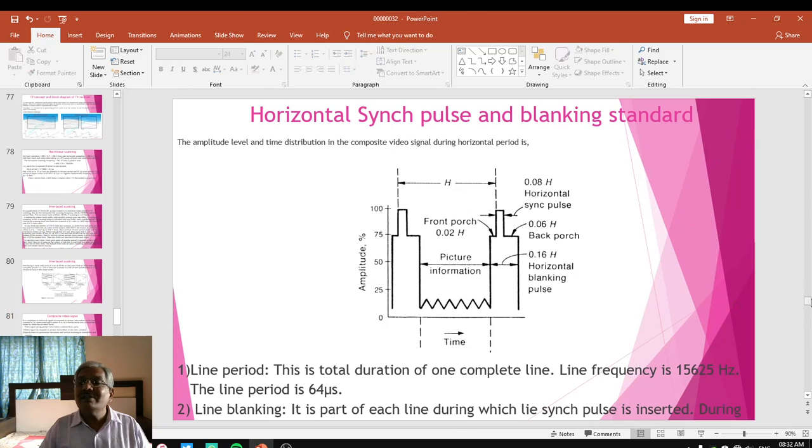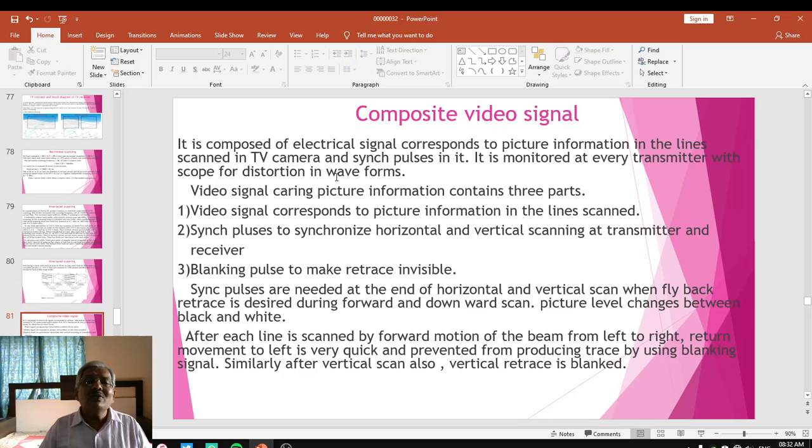Thus, the combination of all these, that is the video signal corresponding to picture information, sync pulses to synchronize horizontal and vertical scanning at the transmitter and receiver, and the blanking pulses to keep the screen blank during the retrace period, is combinedly known as composite video signal. This signal is generated in the transmitter, and in the receiver all these signals are bifurcated and applied to the respective deflection systems and also to the picture tube. So this is the meaning of the composite video signal.